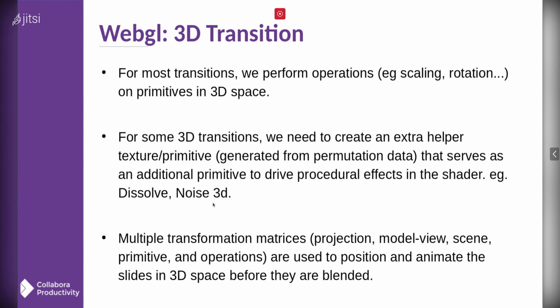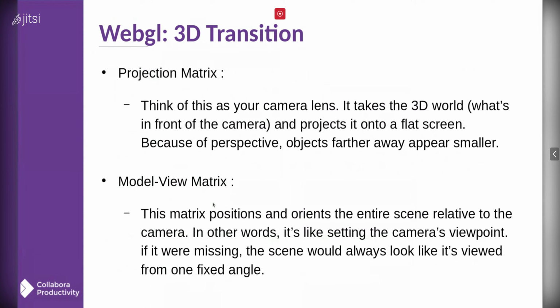Multiple transformation matrices like projection, model view, scene, primitive, and operation are used to position and animate the slide in the 3D space before they are actually blended. So, what are the projection matrices? These are five terms from 3D graphics concepts, but I'm trying to explain them a bit more in easy language.